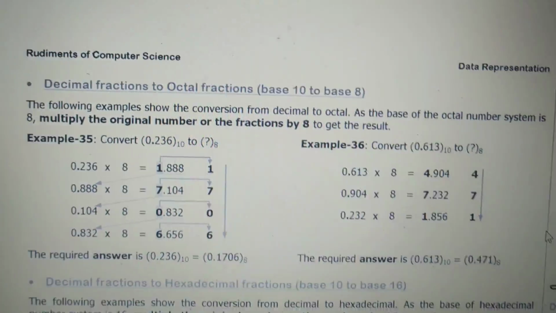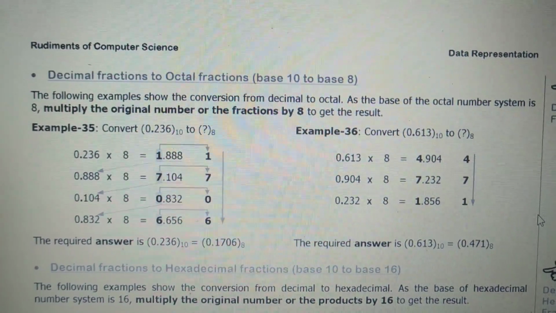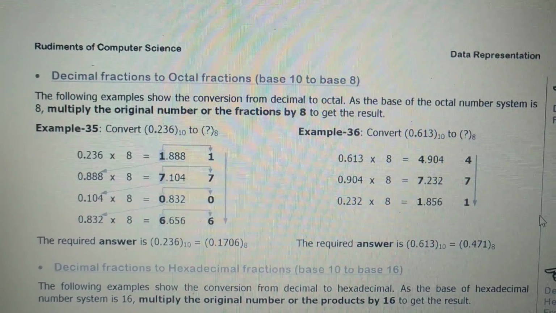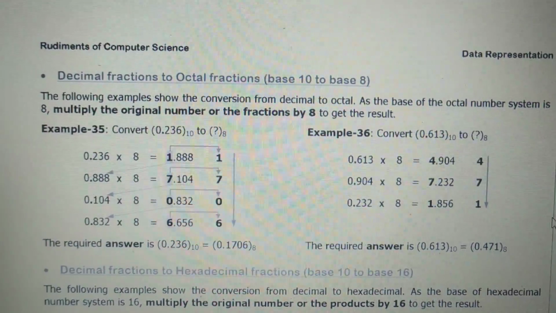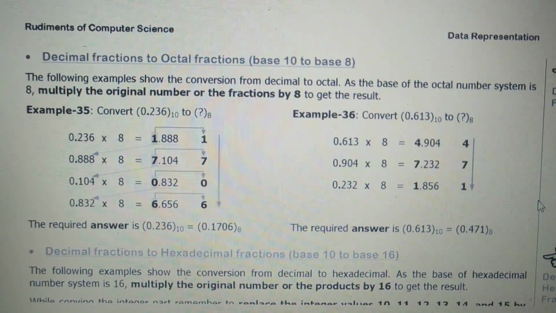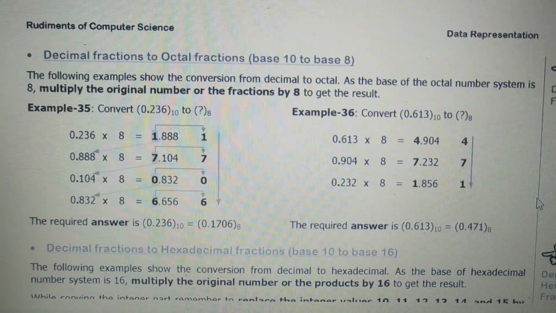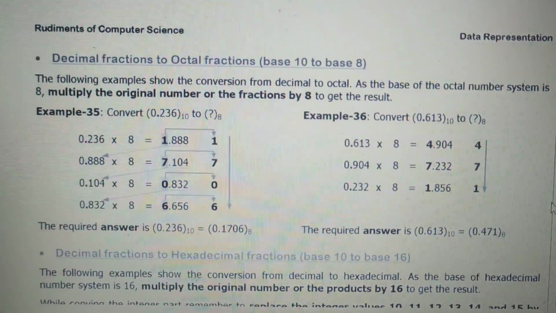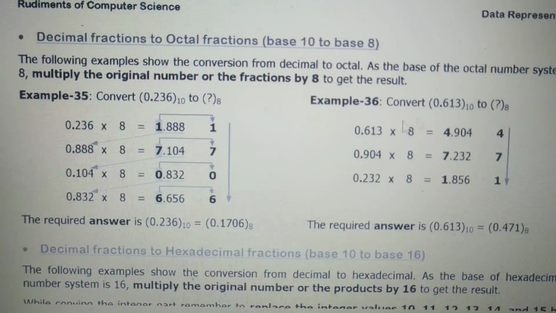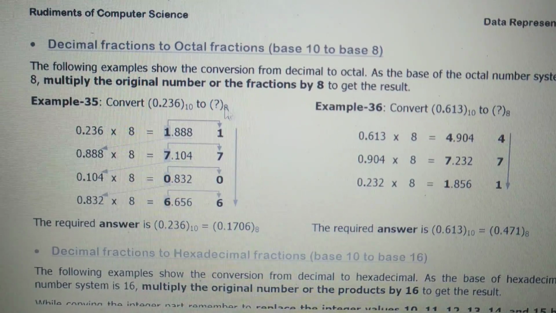So now we are coming to the next topic, that is decimal fraction to octal fraction. Previously we have done decimal fraction to binary fraction. Now we will do octal fraction. The logic is absolutely the same: we multiply by the base value and keep aside the whole integer number beside the multiplication. Now directly coming to the example, that is 0.236 base 10 to base 8.